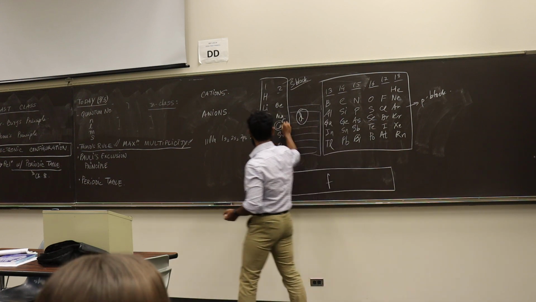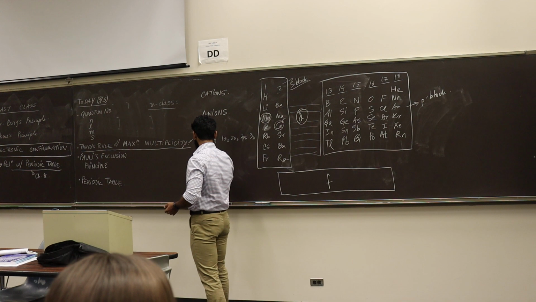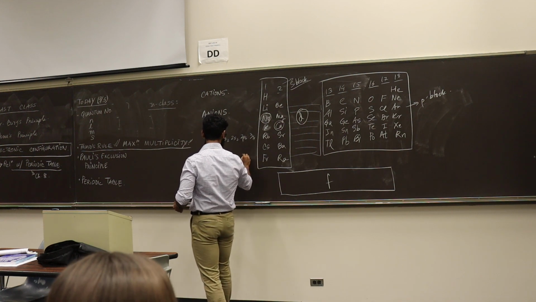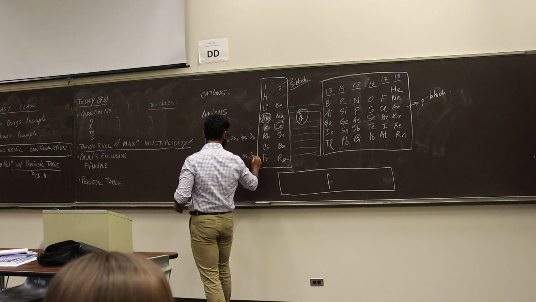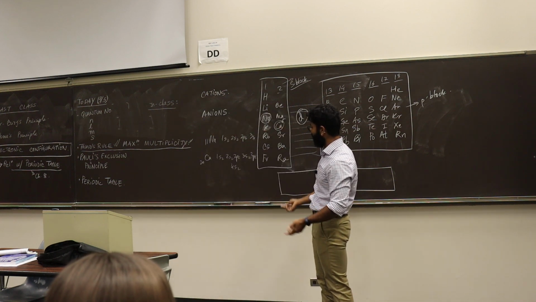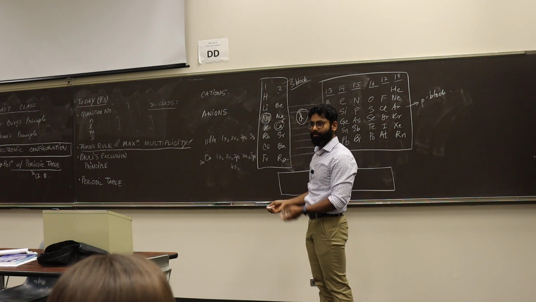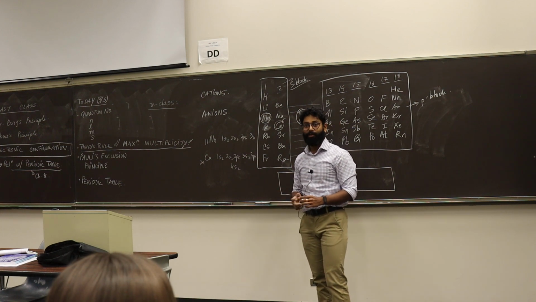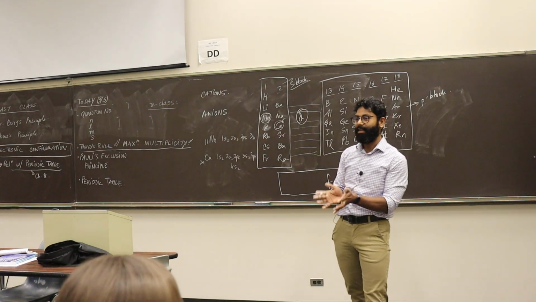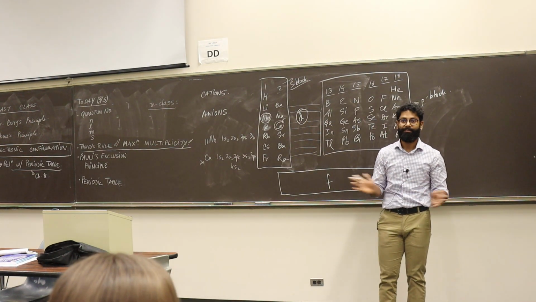Let's go for calcium, 20: 1s2, 2s2, 2p6, 3s2, 3p6, 4s2. What's the similarity? They end in an s orbital? Yes. The last electron, where is it going? That's it.